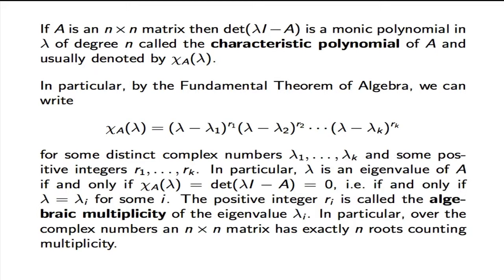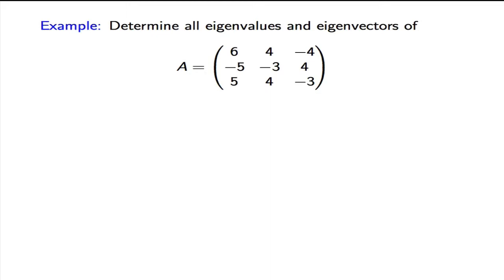Okay, so in particular, over the complex numbers, an n by n matrix is going to have exactly n eigenvalues if we count multiplicity. So this should have been eigenvalues, not roots. So the characteristic polynomial has exactly n roots counting multiplicities, and so the matrix has exactly n eigenvalues counting multiplicities. Okay, so let's see another example.